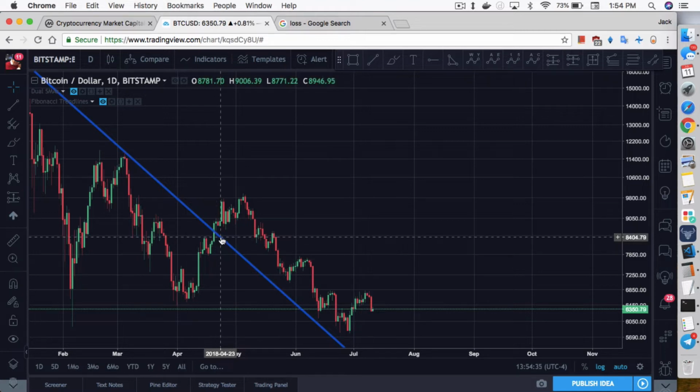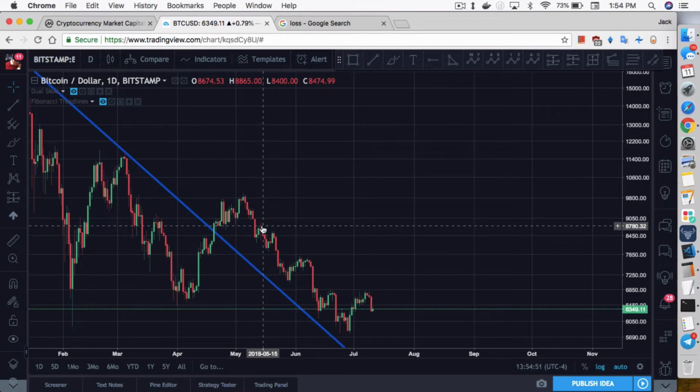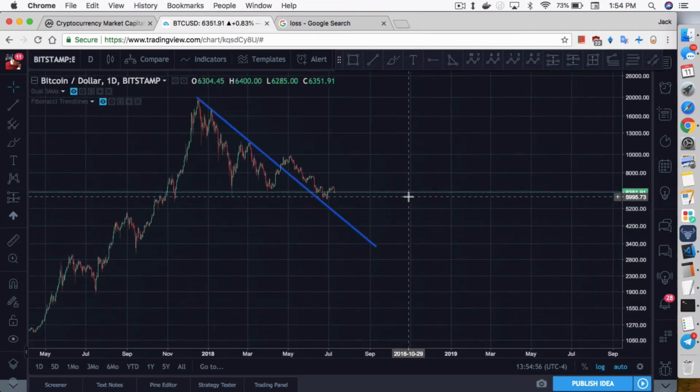So it's ridiculous to use a single trend line to judge how Bitcoin will move, because all these tiny breakouts of these trend lines are simply useless. That's my opinion. So what you're supposed to do is this.